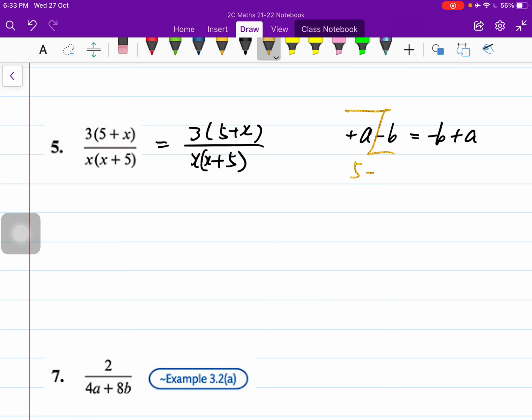You can think about that with numbers. Minus 3 first then plus 5, you can still get 2. So here, these 2 brackets are the same, even though you don't know the value of x, but we know they are the same, so we can cancel them out. So very simple, at the end, 3 over x.